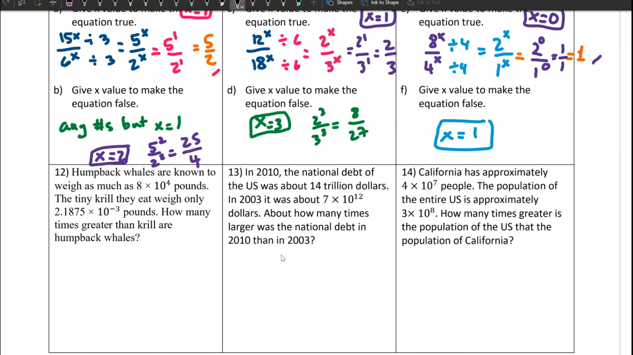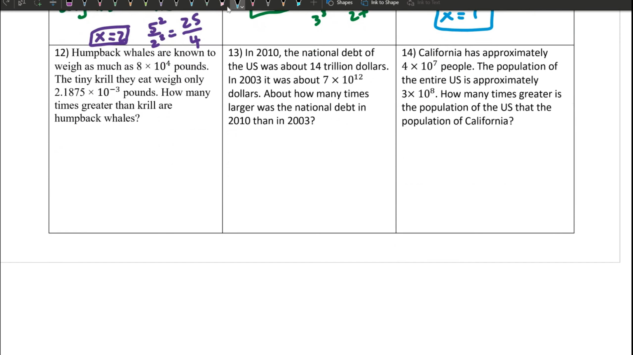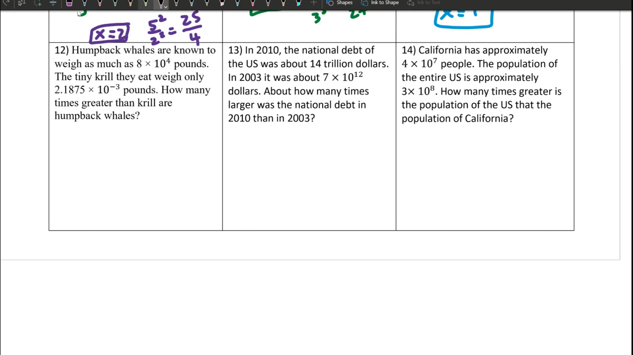Alright, number 12. Humpback whale. Humpback whales are known to weigh as much as 8 times 10 to the 4 pounds, and the tiny krill they eat weighs only 2.1875 times 10 to the negative 3 pounds. How many times greater is the humpback whale than the krill?